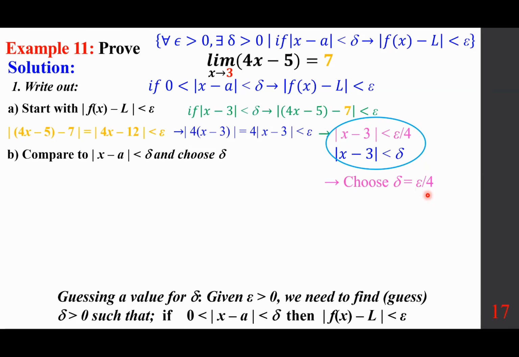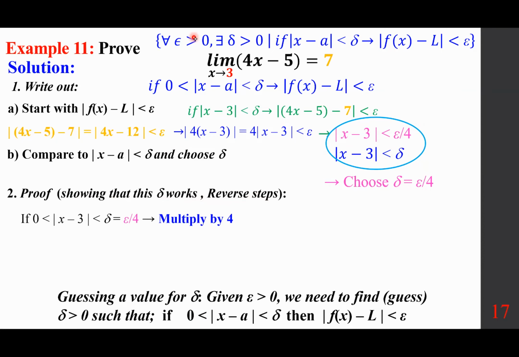Now, as far as the proof is concerned, it is the reverse steps. So the proof showing that this delta works uses reverse steps. And so we start with this. This is where we start, and we go back. That's the concept. So we know the absolute value of x minus 3 is less than delta, and we've chosen it to be epsilon over 4. Let's multiply both sides by 4. We are interested in this one.